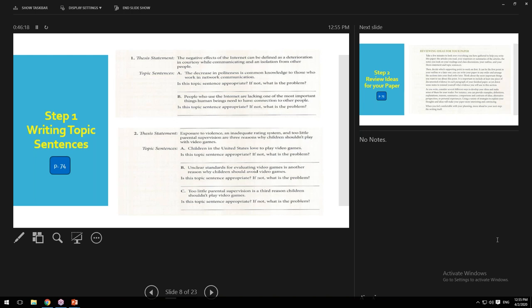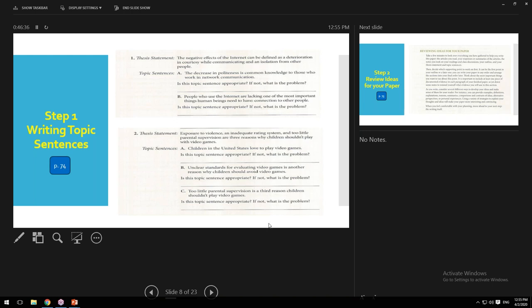Does it link to the topic of the thesis, logically? Does it connect to the focus? And does it repeat the supporting point in a different way, okay?